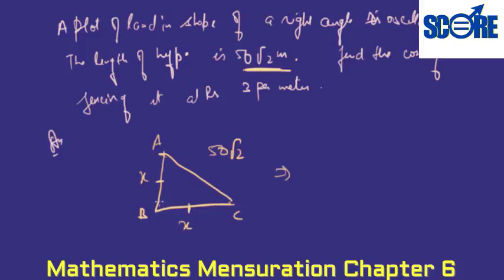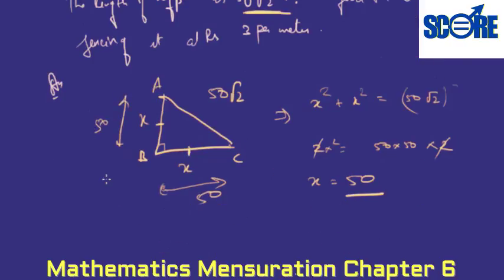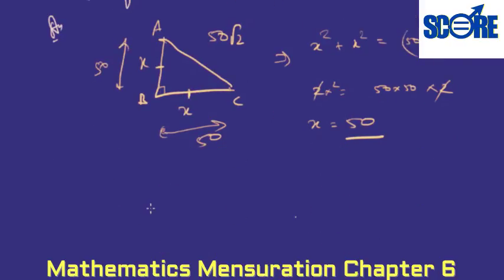Applying the Pythagoras theorem in this right angle triangle, I can apply Pythagoras theorem because it is a right angle triangle. x square plus x square equals the hypotenuse square, that is 50 root 2 square. Now 2x square is 50 square into 2. Let's cancel 2 with 2. x squared is 50 squared. That means x is 50. Now the length is 50. Height is also 50. Can I calculate the area of this triangle? Yes, I can calculate it because it's half base into height.